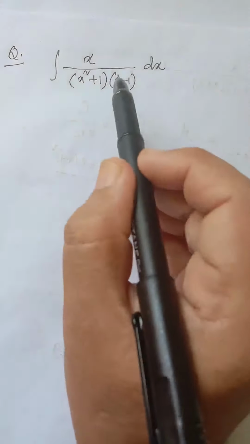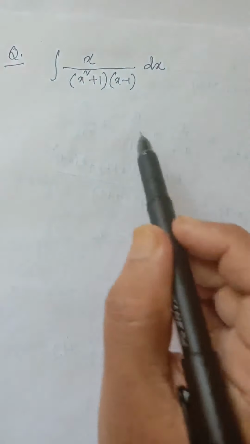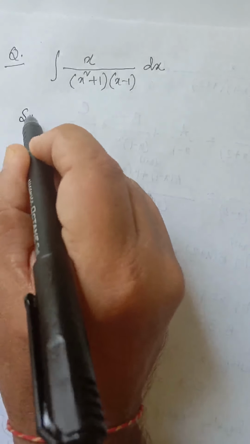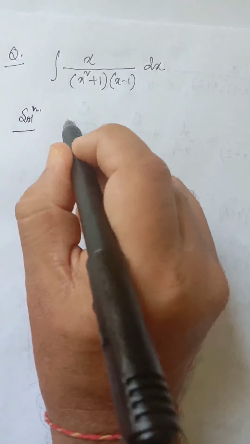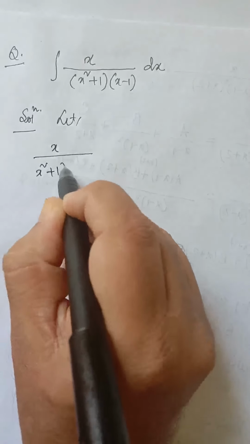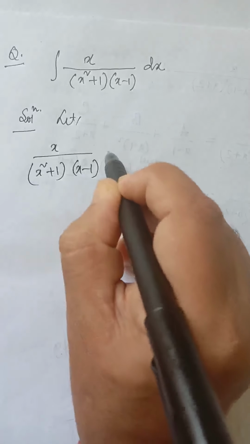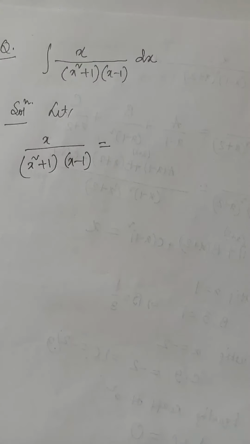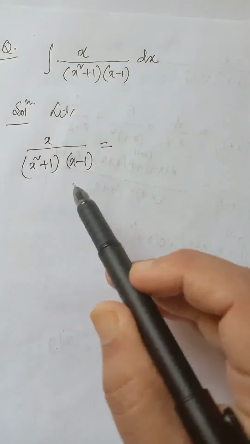Okay. The next question is to integrate x by x square plus 1 into x minus 1 dx. First of all, we can see this is a proper rational fraction. The degree of the numerator is 1, the degree of the denominator is 3. A proper rational fraction can be resolved into partial fractions, so let us resolve this into partial fractions. You can see the factors of the denominator: the first factor is x square plus 1 and the next factor is x minus 1.